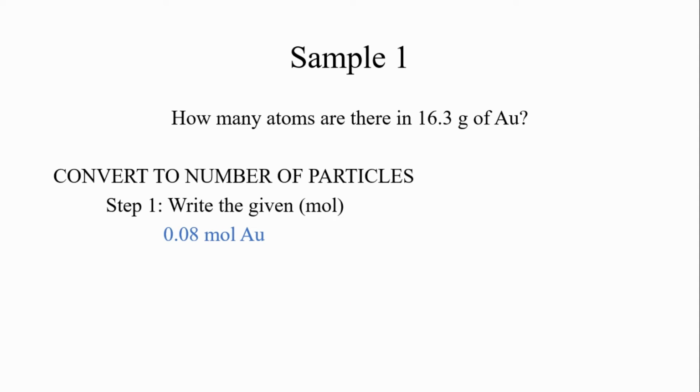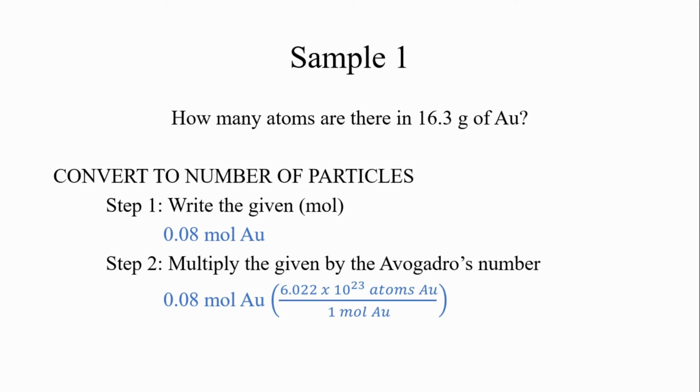Step 2 is to convert to the number of particles using the solved mole. Using 0.08 mole gold, we have to multiply it by Avogadro's number. Multiplying will give us 4.82 times 10 raised to 23 atoms of gold. Following the operations present in the mole concept triangle, you should be able to solve problems easily.